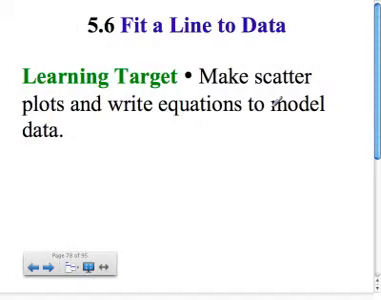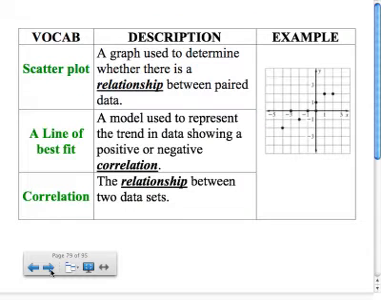As we take a look here at section 5.6, fitting a line to data, essentially what we're going to do in this section is just create a scatter plot, and then we're going to write equations to model the data that we've created. Okay, and so some vocab that we need to become familiar with first.